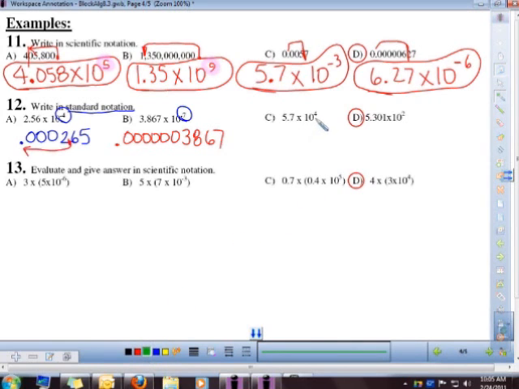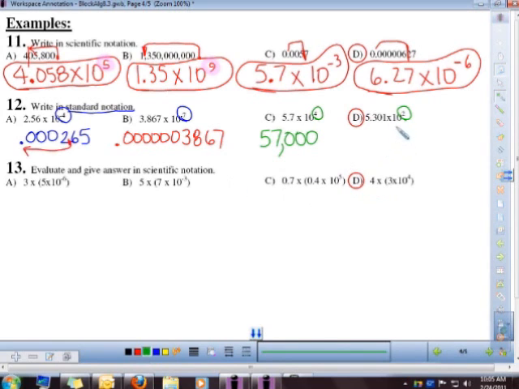On these last two, the exponent is positive, which means we want to move the decimal so that the numbers are greater than 1. So this time, instead of moving the decimal to the left to make a small number, we're going to move the decimal to the right to make a large number. Okay, so we're going to write 5, 7, and how many zeros? 3 zeros. 1, 2, 3.